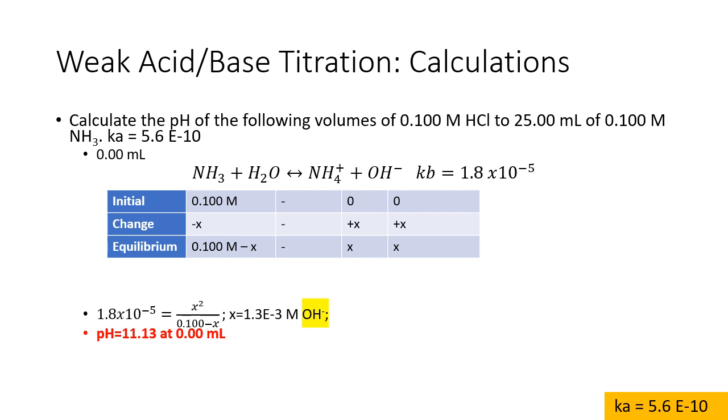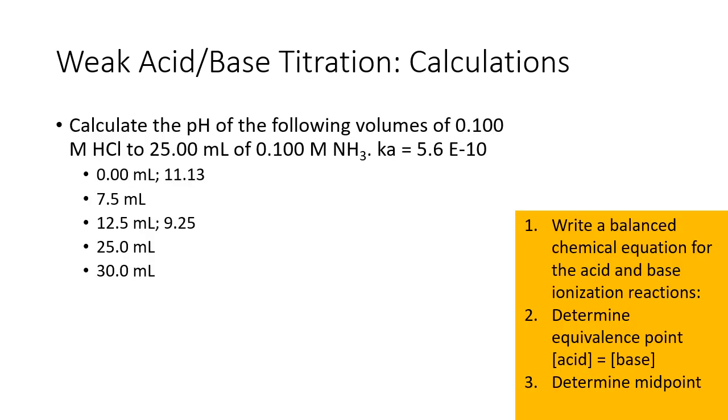Not too bad, but really, pay attention to what species you solved for, otherwise you will definitely get the wrong answer. With relatively little effort, we have now filled in 2 of our pHs. Let's go ahead and do a third before the equivalence point, the 7.5 milliliters.